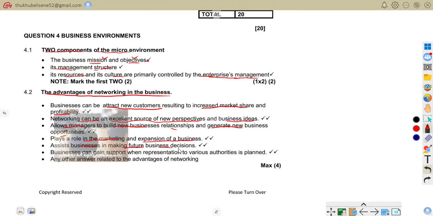So that's that. Assist business in making future business decisions. So assist in decision making in short. That means advice and shared experiences help managers make informed, sound decisions.